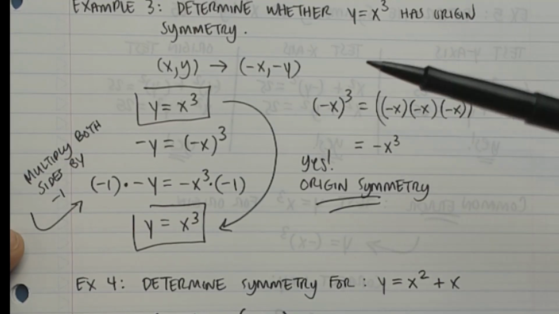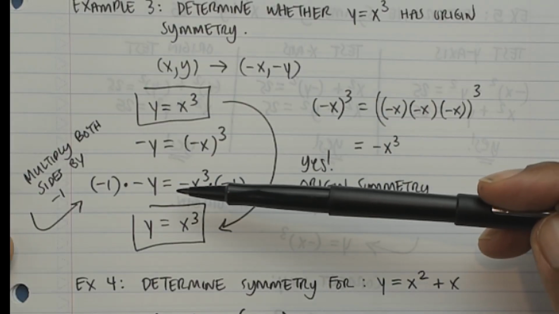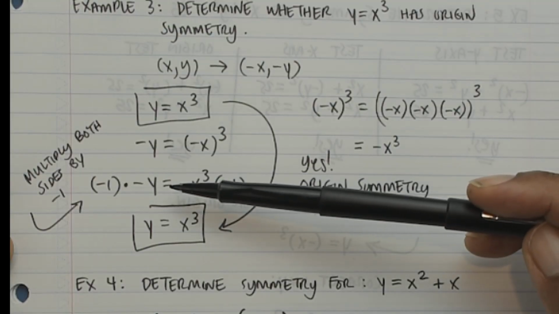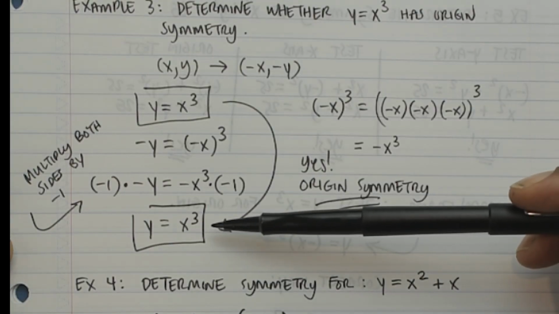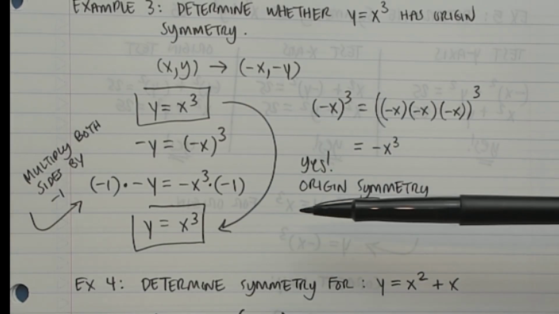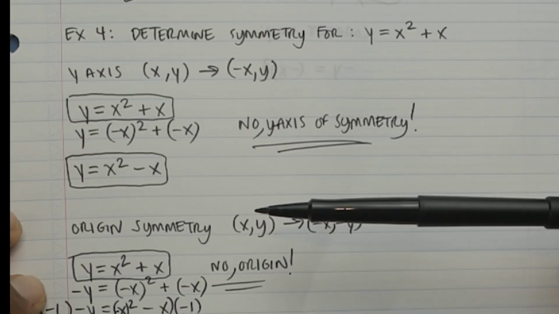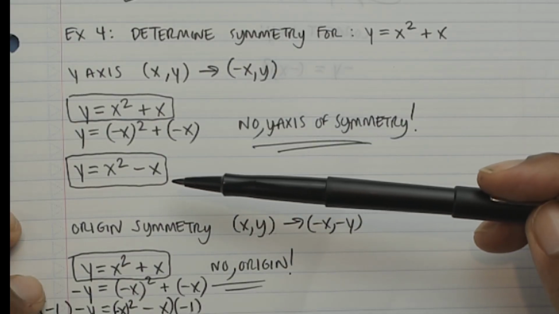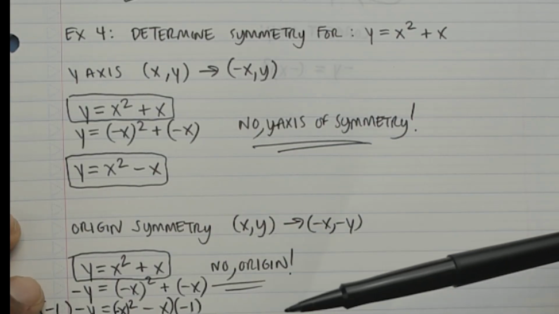Moreover, in some cases, you have additional steps. We almost ended at negative y equals negative x cubed, but you cannot leave a negative y, so you have to multiply both sides by negative 1. And that resulted in y equals x cubed. Notice we started here, we ended here, and we found out that it had symmetry with respect to the origin. And then here, we started at y equals x squared plus x. We ended at y equals x squared minus x. And so we found out that it had no y-axis symmetry.